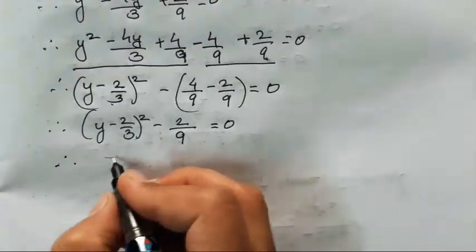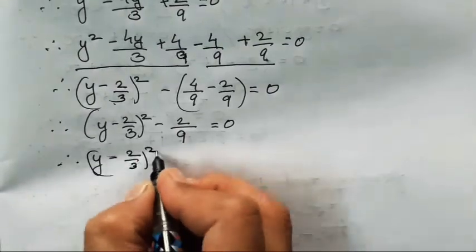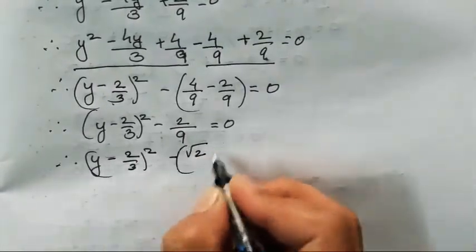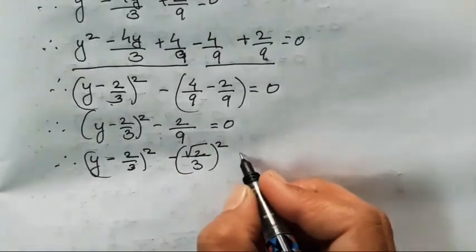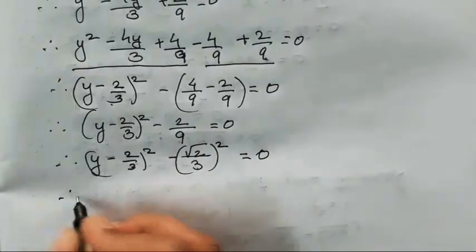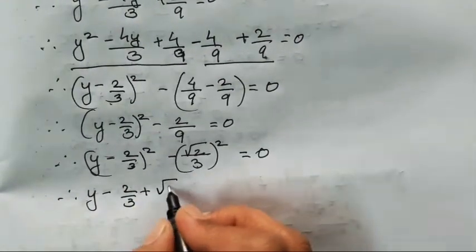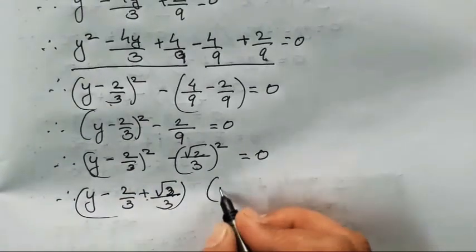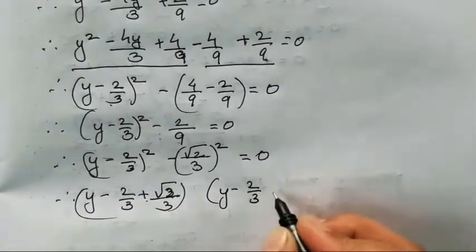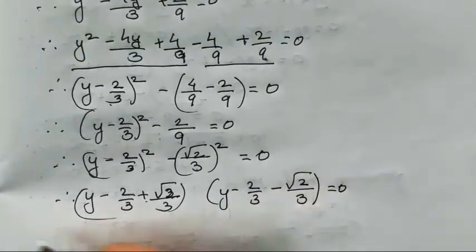So therefore, (y minus 2 upon 3) whole square minus (root 2 upon 3) whole square, because 3 3's are 9 and square root we have taken it. Therefore, y minus 2 upon 3 plus root 2 upon 3, mix them for the ones taken with plus, same equation but only here the minus sign will come. That's it. That is the only difference.